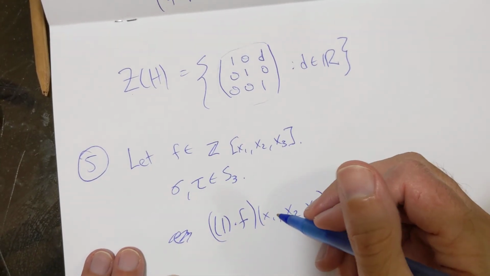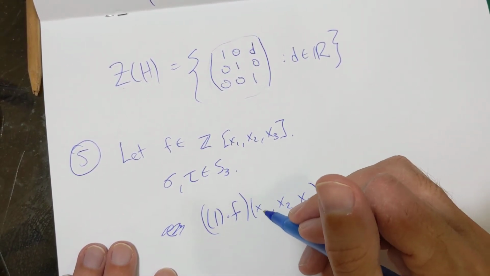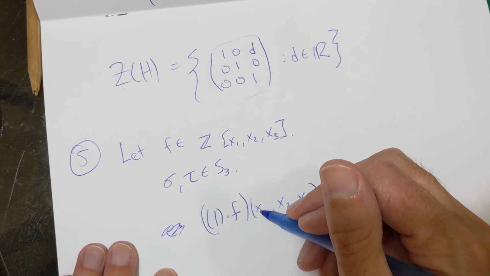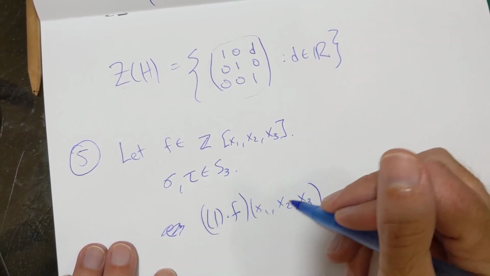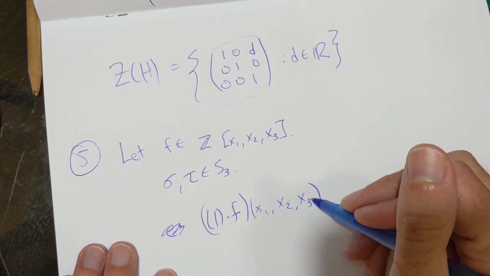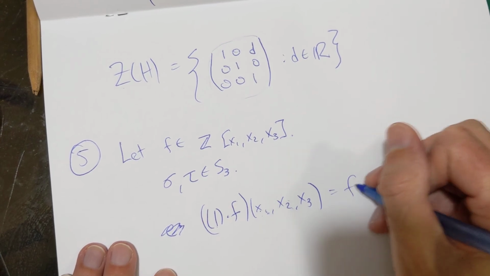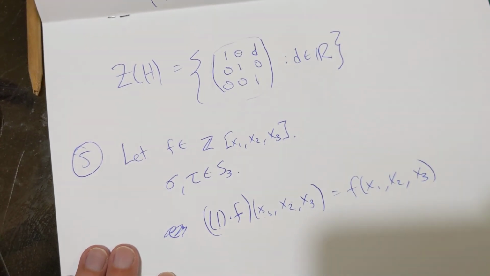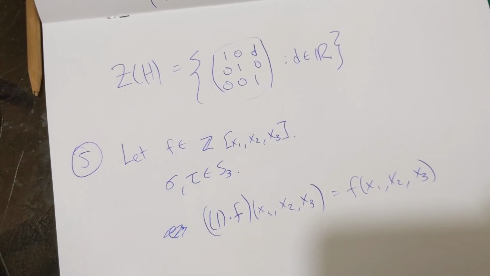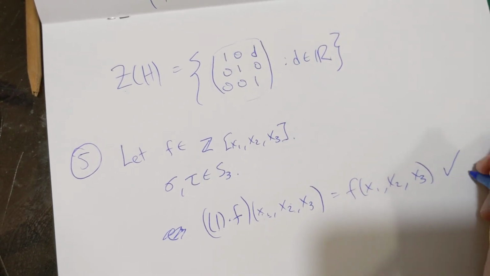Well, the definition of this group action says that we substitute x of the identity applied to 1, x of the identity applied to 2, x of the identity applied to 3. The identity doesn't change 1, 2, or 3, so when you apply the identity permutation, you just get f back, and that's the first axiom of a group action.